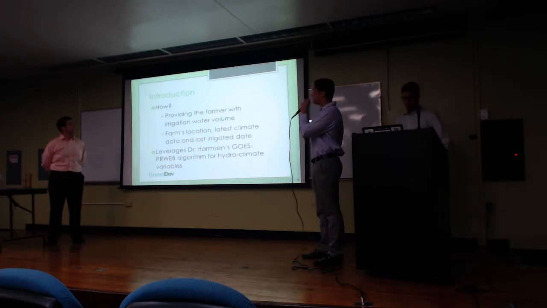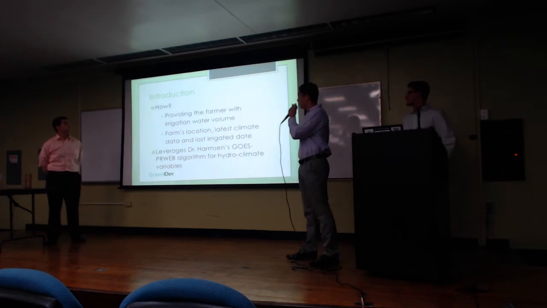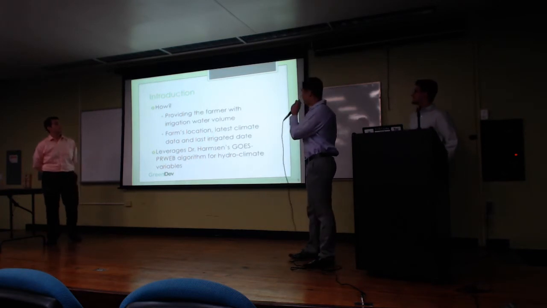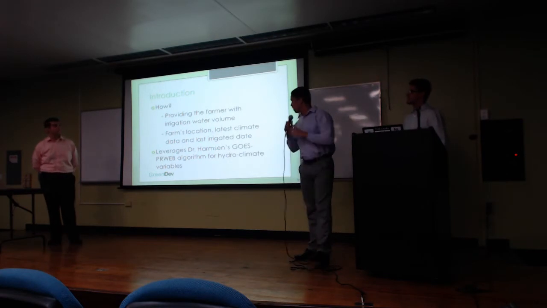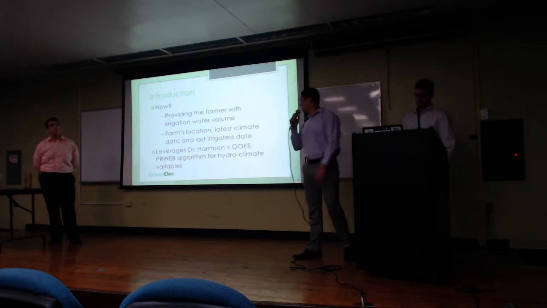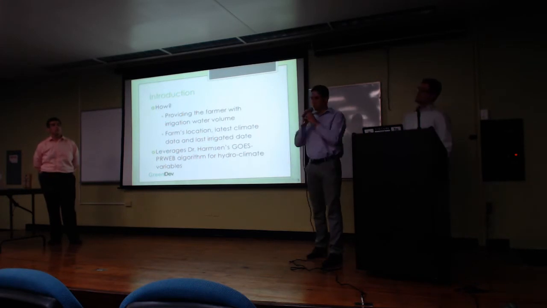So how does it do it? Well, it provides the farmer with the needed irrigation water volume based on the farm's location, the latest climate data, and the last irrigated date. Most importantly, it leverages Dr. Hampson's GoPR web algorithm for hydroclimate variables.